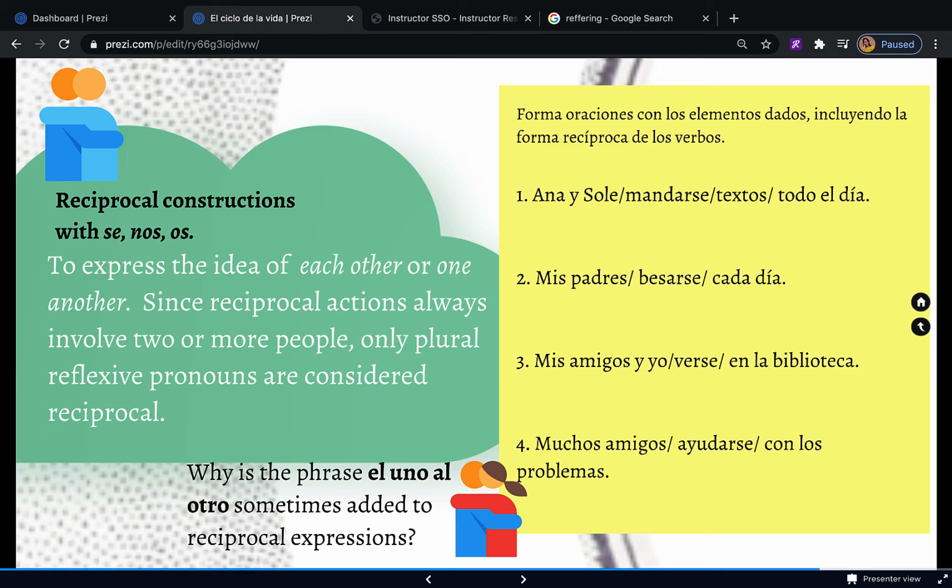Okay, in this exercise, you have to form sentences using the elements given, including the reciprocal form of the verbs. Okay, so let's have this little chart here to tell us which pronouns to use.